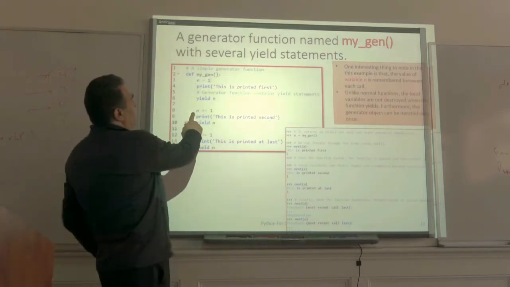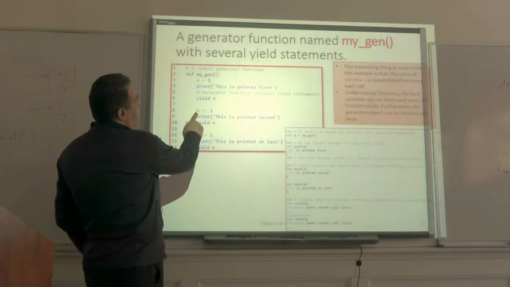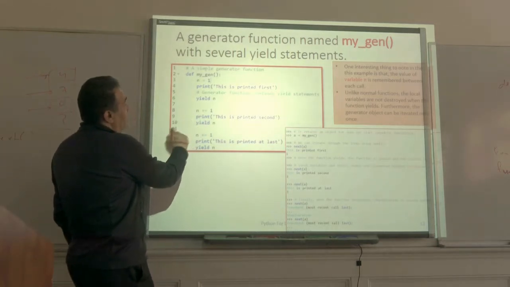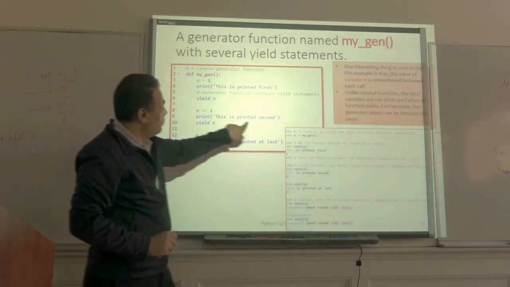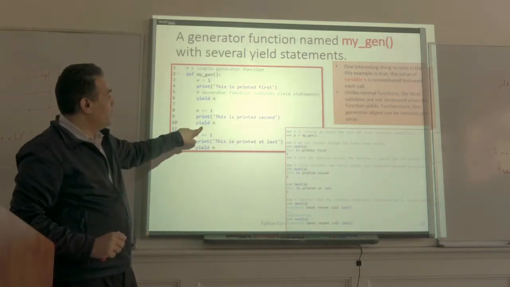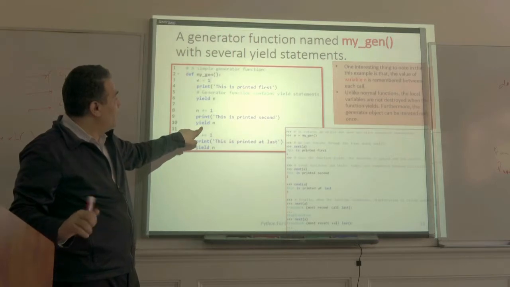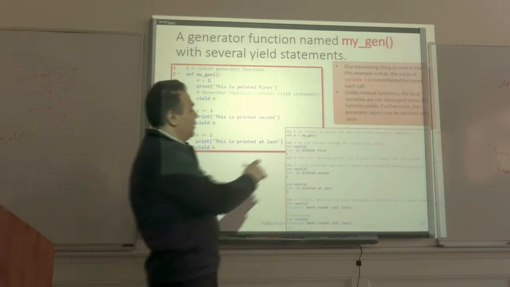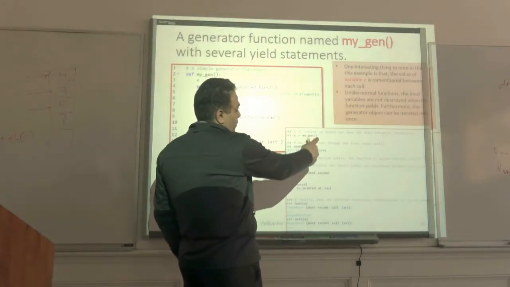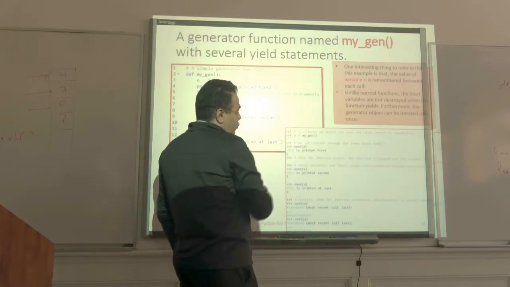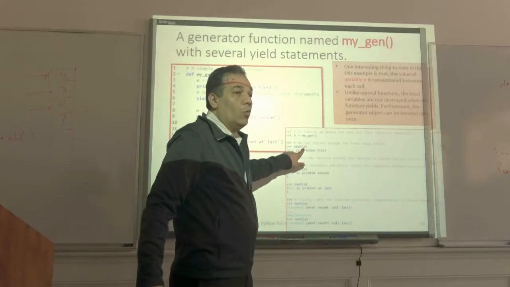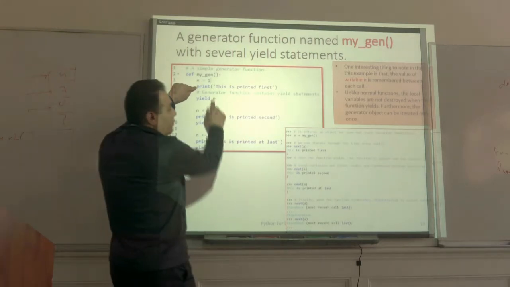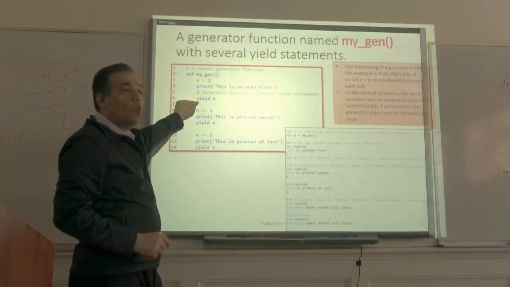Then I increment N, then print, this is printed second, and yield N. And then again incremented and print, this is printed fifth, yield N. So look at what I did here. I created an object of my generator and saved it as an object. Then I said next A. What will it print? It goes to here, N equals one, prints the first, and it will return one.